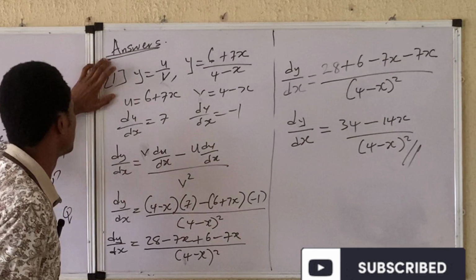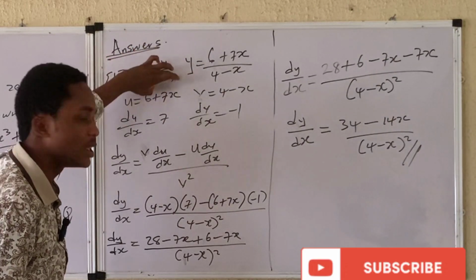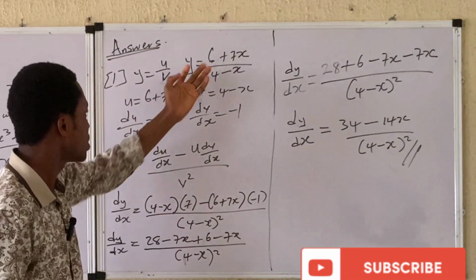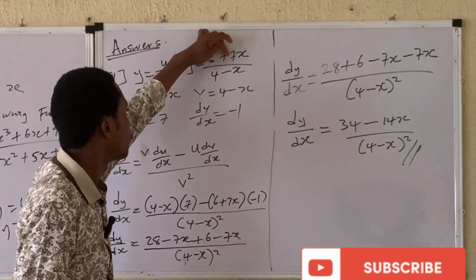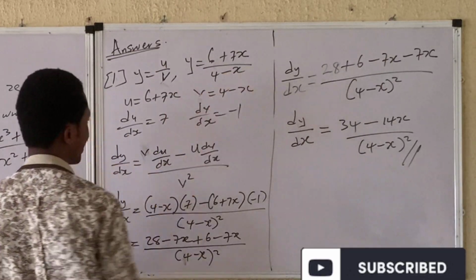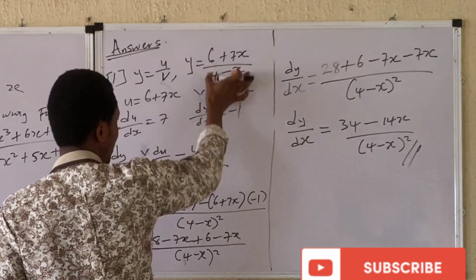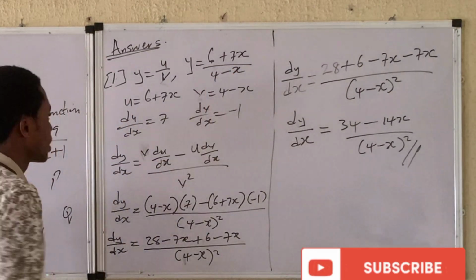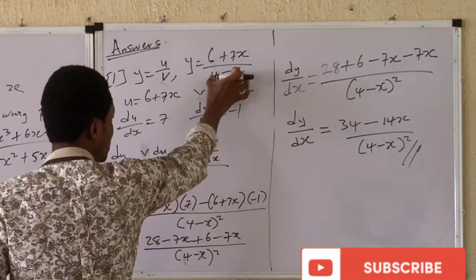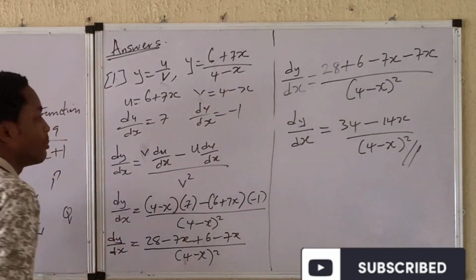Question 1 now. y equals u all over v. Remember, this is for the quotient function. Now the question is y equals 6 plus 7x all over 4 minus x. Remember, our numerator, the upper one, is our u, while the denominator is the v. So u is 6 plus 7x, while v, the denominator, equals 4 minus x.